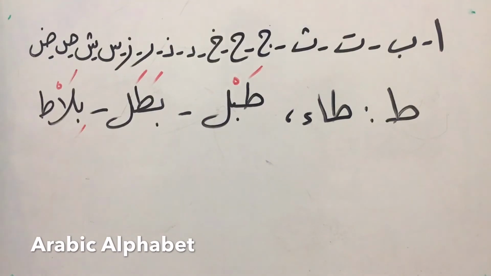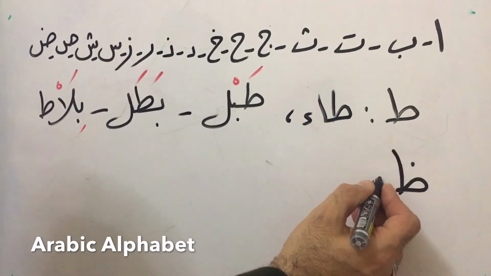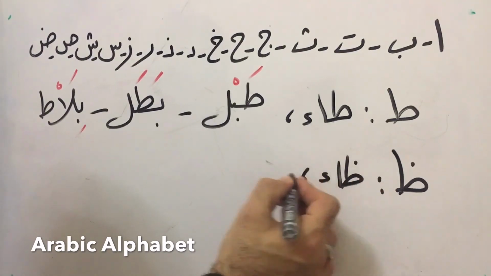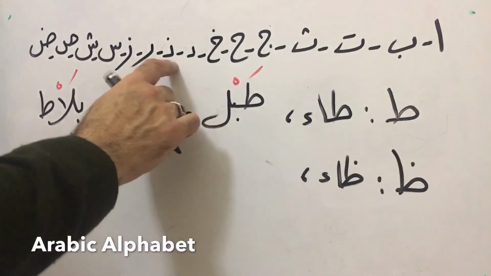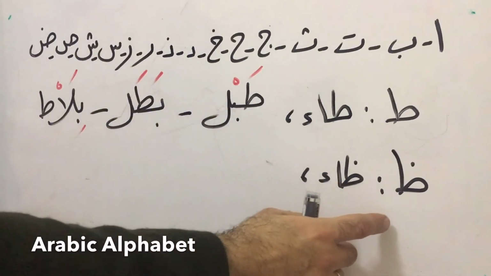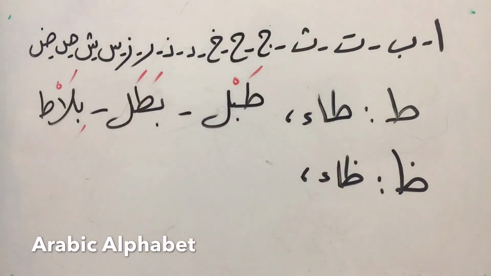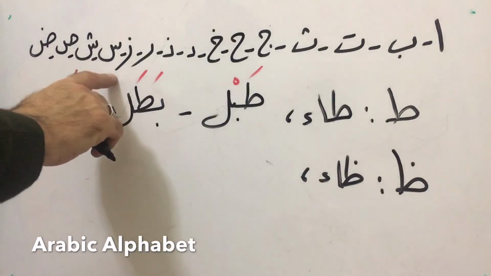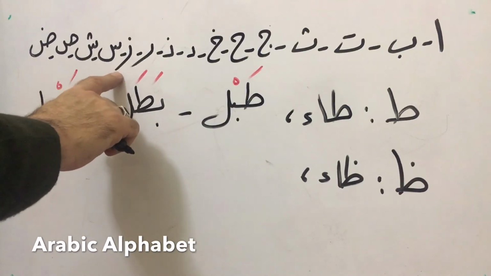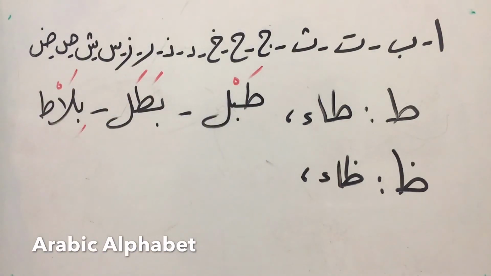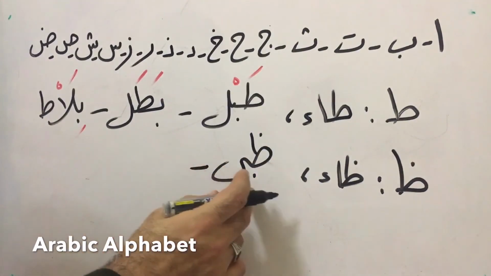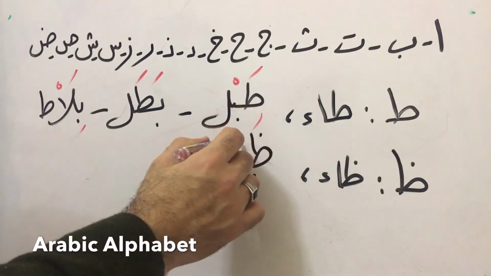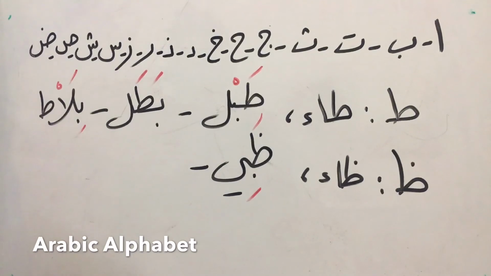The next letter is similar in writing, Dha. It is different from ذال, the, or z, zai. An example at the beginning of the word: ظبي, deer, ظبي, an animal.